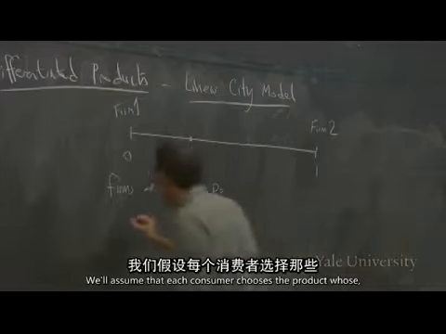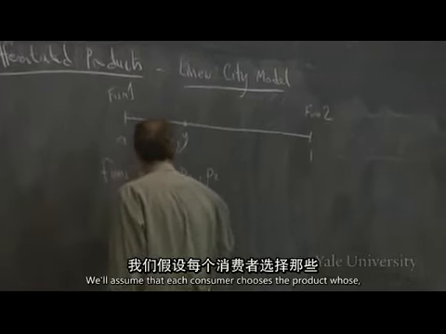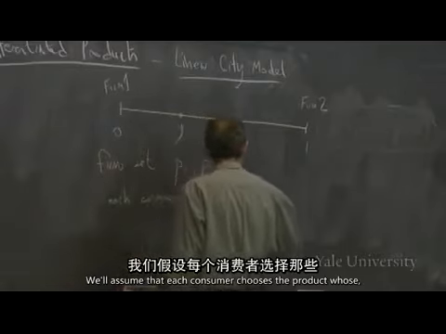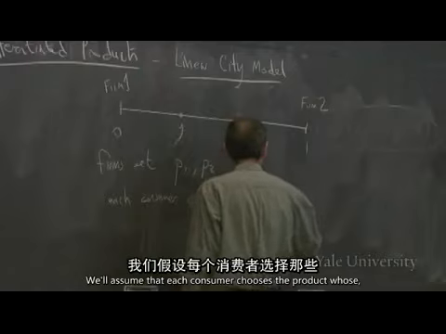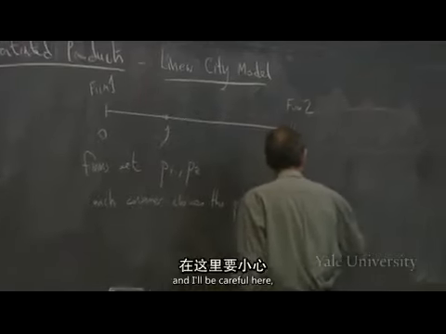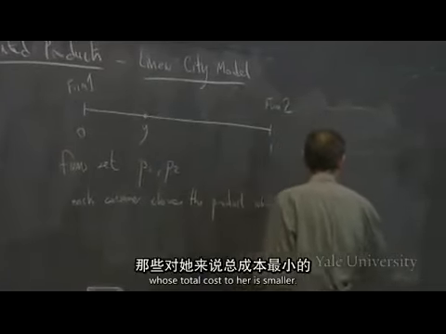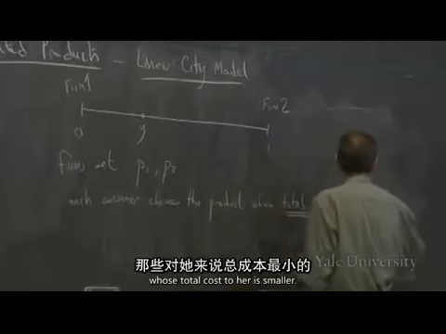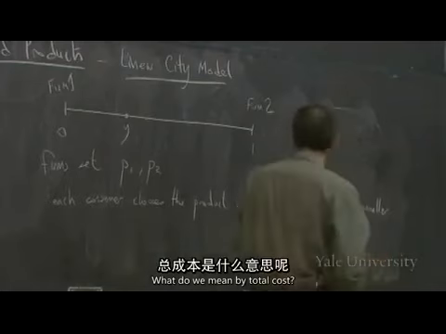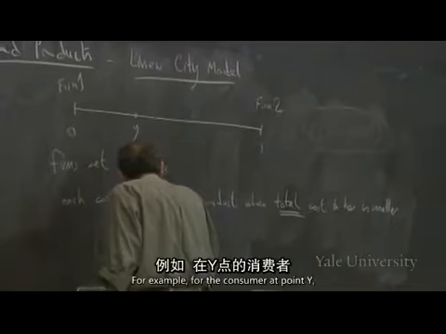And we'll assume that each consumer chooses the product whose, and I'll be careful here, whose total cost to her is smaller. And what do we mean by total cost? Well, let's just look at the consumer at point y.